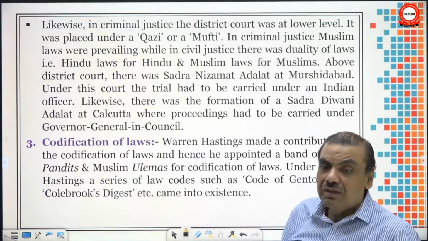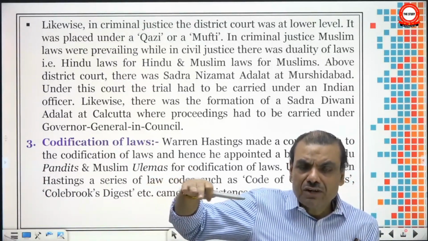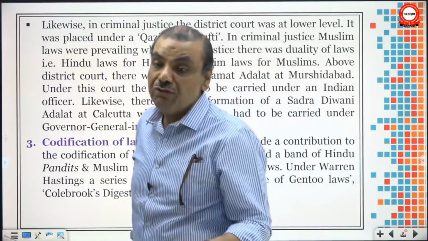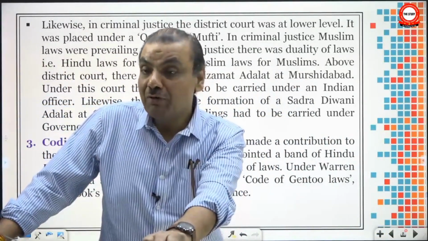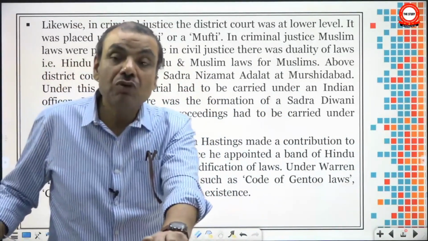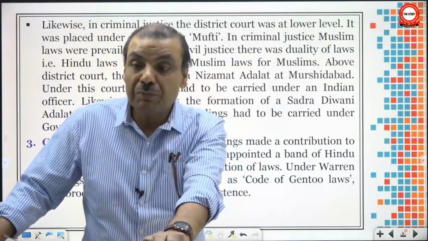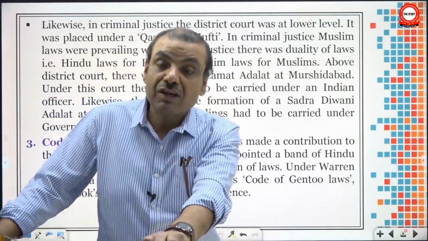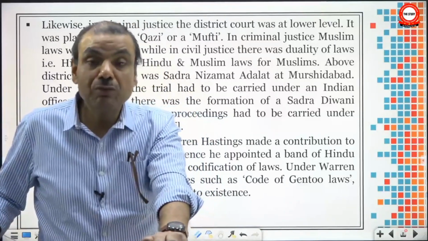General in Council. Like in the criminal court, at the lower level, means at district level, there was a criminal court. But my students, here I have to inform you that during this phase, the British, or the Company, were not in a mood to overhaul the overall administrative structure, the Mughal structure. So the Mughal structure had to be maintained with certain modification. During the Mughal period, for civil justice, there was a duality of laws, the Hindu laws for Hindus and Muslim laws for Muslims.